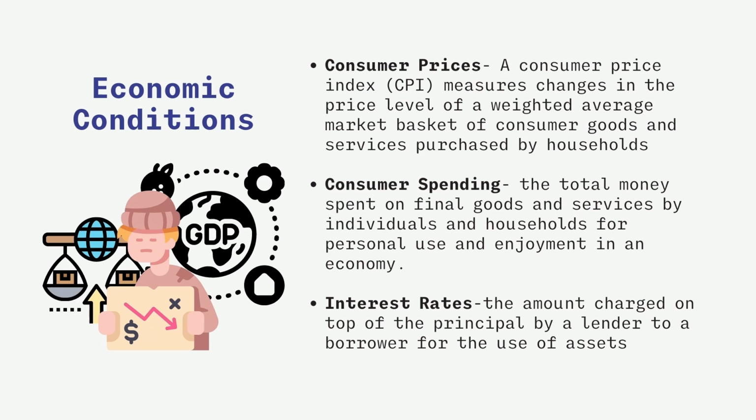We look at certain economic conditions such as consumer prices, and these are consumer price indices, which measure changes in the price level of a weighted average market basket of consumer goods and services purchased by households. For consumer spending, the total money spent on final goods and services by individuals and households for personal use and enjoyment in an economy. And when there is inflation, prices are rising and purchasing power is falling, which means that a $1 buys less than it used to.